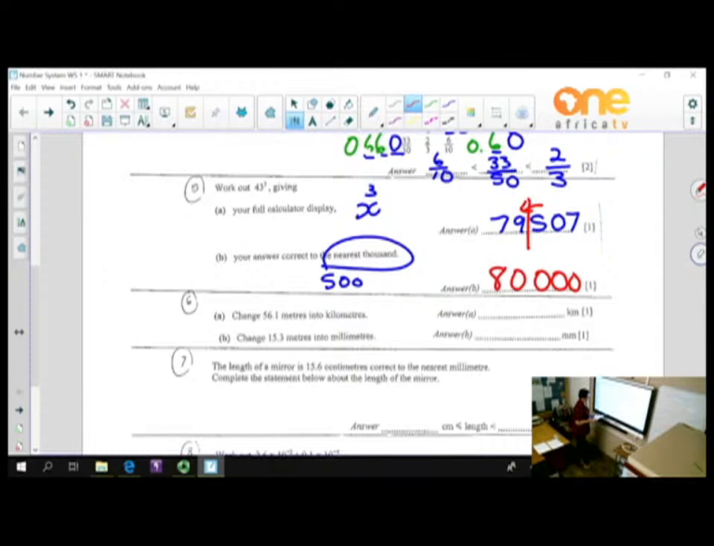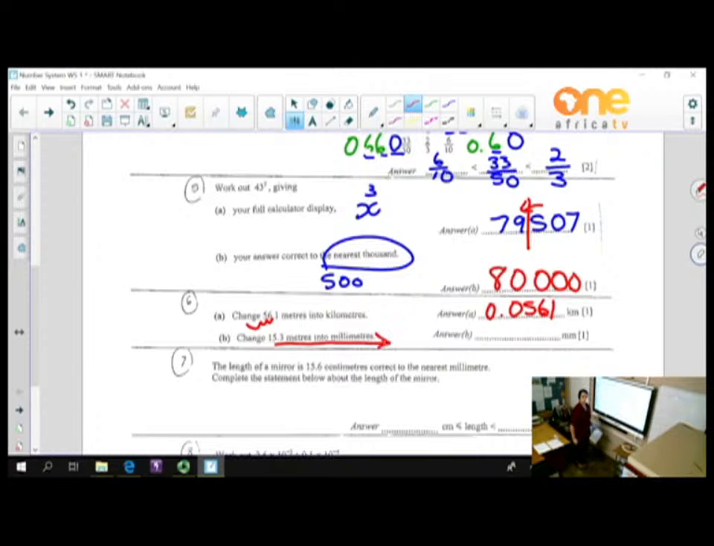Change 5.6 meters into kilometers. We'll have to divide here with 1,000, 1, 2, 3 places. So it is then 0.0056 kilometers. Change this into millimeters.